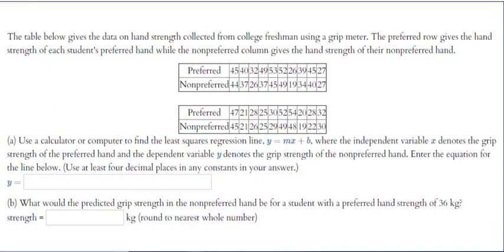Okay, the table below gives the data on hand strength collected from college freshmen using the GripMaster. The preferred row gives the hand strength of each student's preferred hand. Oh, okay. Preferred, non-preferred. Use a calculator where the independent is the grip strength of the preferred. So X is your preferred and Y is your non-preferred. So use at least 4 decimal places in any constants in your answer. Okay. So let me take a picture of this and I can start putting this stuff in.